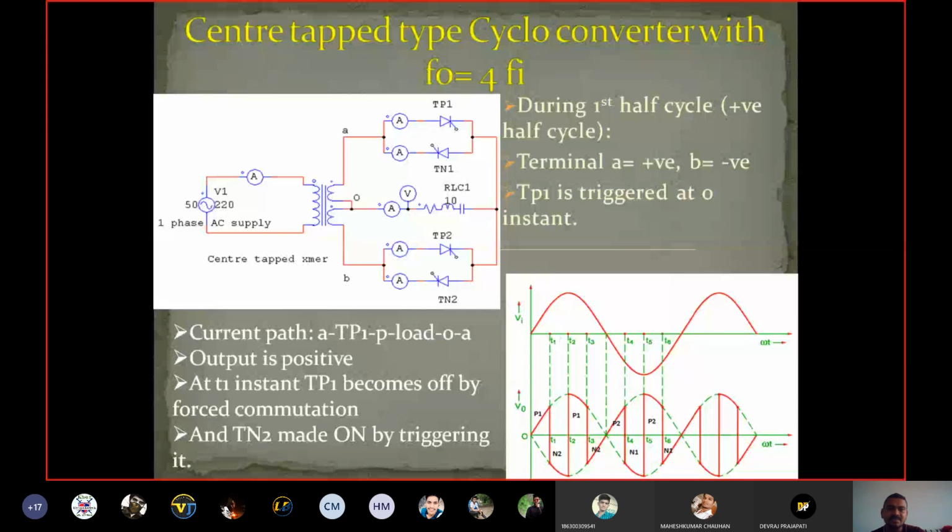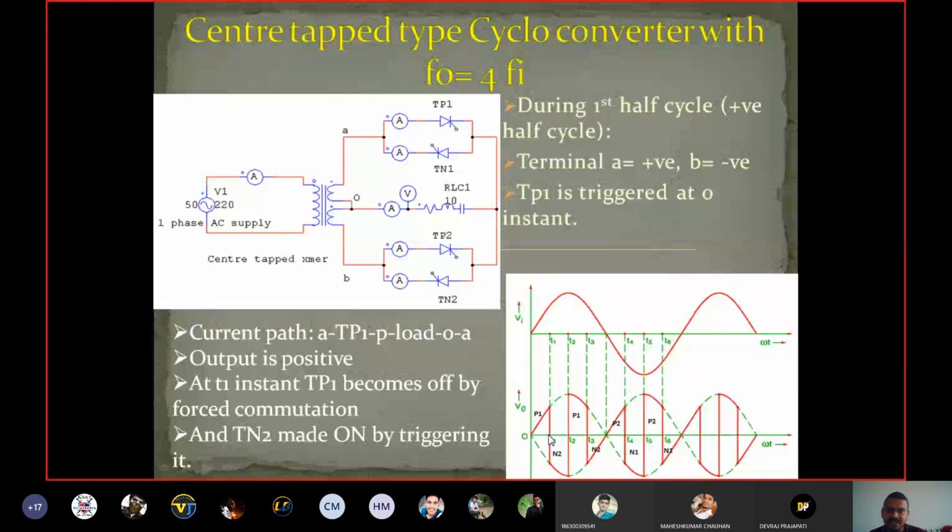TP1 thyristor becomes off by forced commutation. We are making this TP1 off forcefully. Okay, so what happens? At this instant TP1 becomes off. Okay, so the output becomes 0. Okay, so this is the waveform when TP1 remains on from 0 to T1 time. So at this T1 instant the output becomes 0.